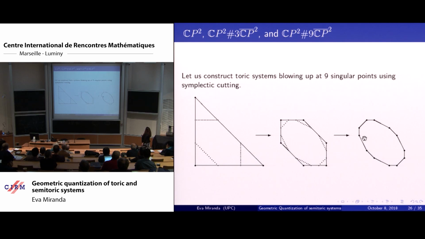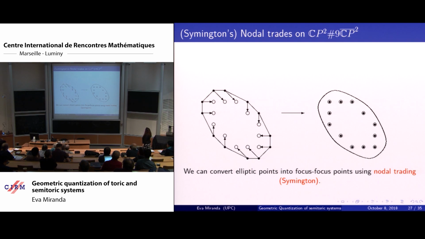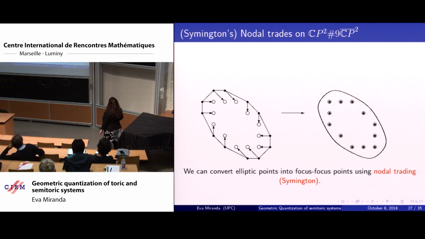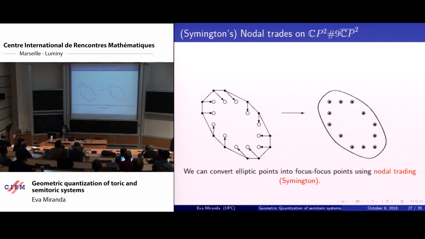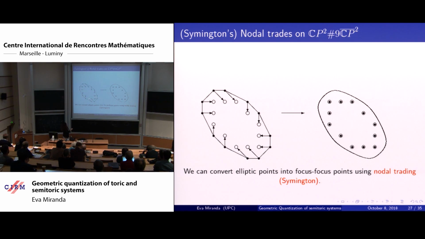I have these singular points here, which are totally toric, okay? And what I'm going to do is push them inside the polytope. This push inside the polytope, which sounds a little bit cruel, is indeed something that was studied by Margaret Symington. It's called nodal trading. What it does is convert toric singularities into semi-toric singularities, so into focus-focus singularities. Okay, so here we have a toric manifold. Once I do the nodal trading, this is no longer toric, it's semi-toric.